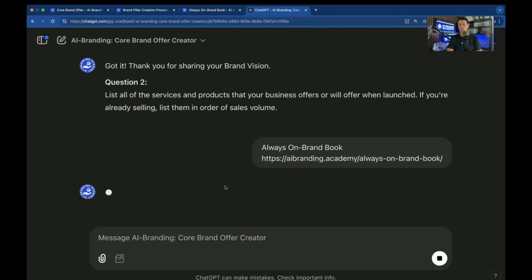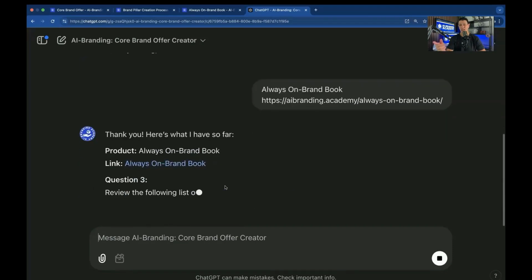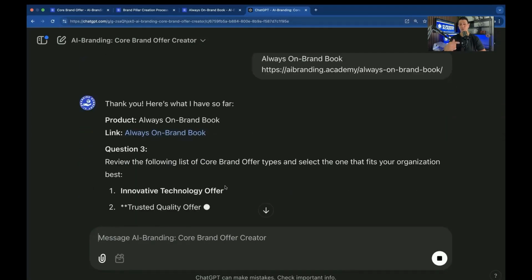Now, if you have more than one product, I wouldn't list all your products. Let's say you have 500 products or 10,000 SKUs because you do heavy e-commerce. All you do in that case is put your product categories, but list the categories again in the order of the most sold. Thank you. Here's what I have so far. Always on brand book. Link is always on brand book.